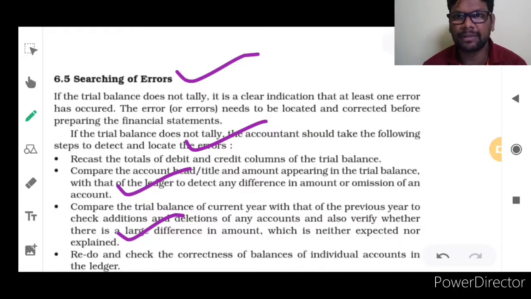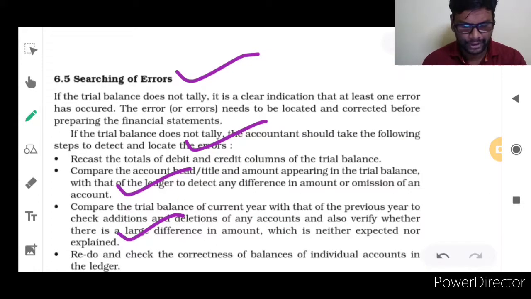Each and every year a trial balance will be prepared. Some organizations may prepare the trial balance every month, or once in three months, or once in six months, or else once a year. So they check with the previous trial balance whether any heading was omitted or any heading is newly added. Everything will be checked properly by the accountant.